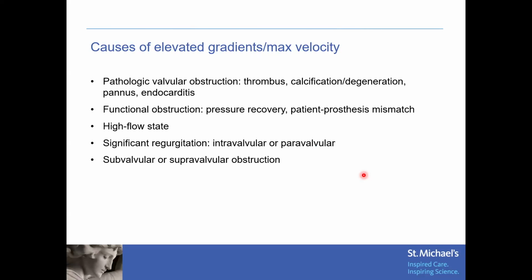So when we think about all the various causes of an elevated gradient or max velocity, we kind of divide it into various subgroups here. Pathologic valvular obstruction includes things like thrombus, calcification, valve degeneration, the formation of pannus or endocarditis. And then you can also have functional obstruction, which is things like pressure recovery, which we talked about, patient prosthesis mismatch. You can have a high flow state, which could be clinically in situations such as anemia, sepsis, things like that. Or you can have significant regurgitation, intravalvular and paravalvular, both of which can lead to increased gradients.